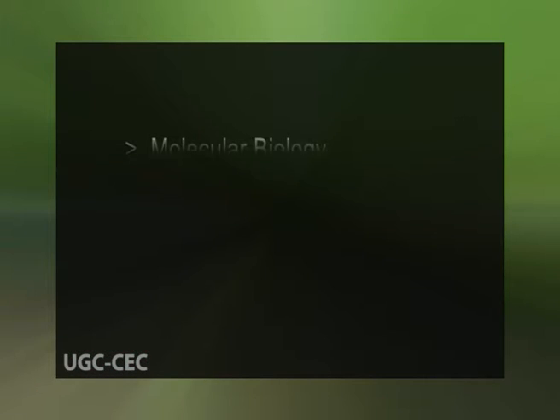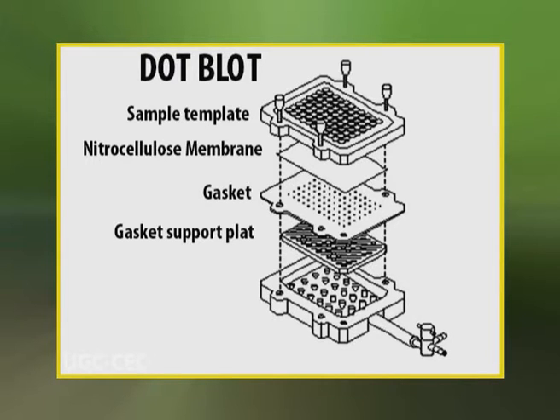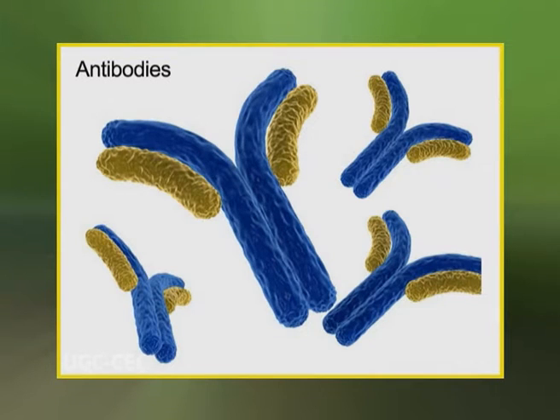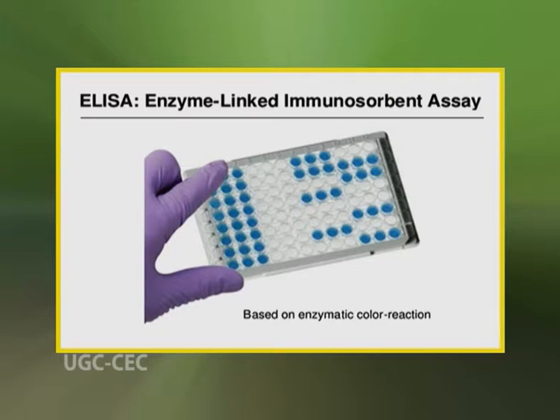Commercial antibodies can be expensive, although the unbound antibody can be reused between experiments. This method is used in the fields of molecular biology, immunogenetics, and other molecular biology disciplines. Other related techniques include dot blot analysis, immunohistochemistry, and immunocytochemistry, where antibodies are used to detect proteins in tissues and cells by immunostaining, and enzyme-linked immunosorbent assay.